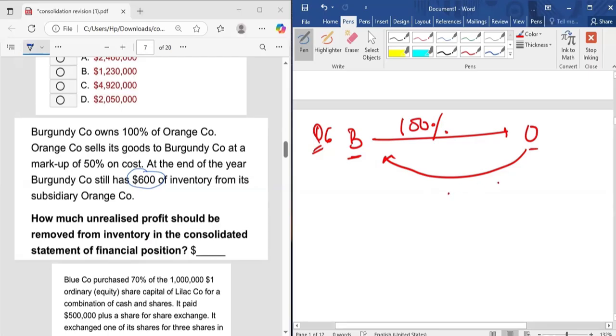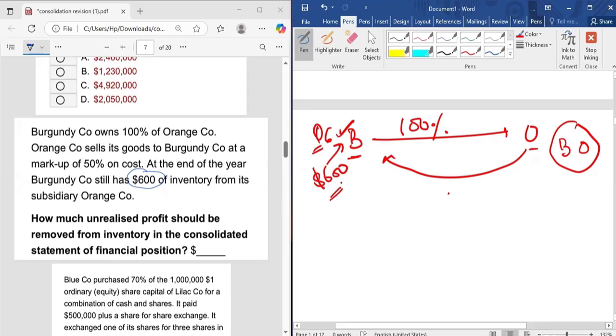So we have to remove this unrealized profit because both the parent and subsidiary are part of just one group. Okay, this is one group and Burgundy and Orange are a part of it. So we have to remove any unrealized profit. This unrealized profit will be on the inventory which is still with Burgundy. So it has sold some goods, and out of these goods only goods worth $600 are in the inventory of Burgundy Company. So we have to remove unrealized profit relating to this $600, right?